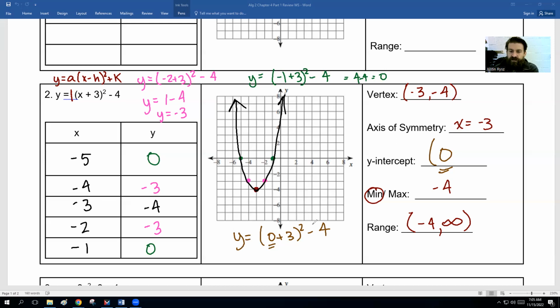What's 0 plus 3 squared minus 4? All right, 0 plus 3 is 3. 3 squared is 9. 9 minus 4 is 5. So I took a pretty good guess here. The y-intercept would be at (0, 5). So you guys can see here with the vertex form problems, they're usually easier for getting this information, and kind of easier to get the table, but the y-intercept can be a little difficult.